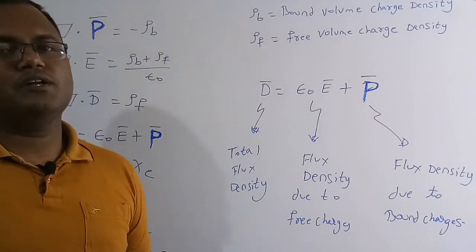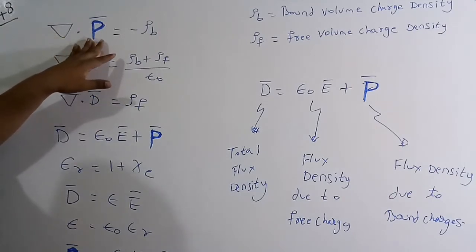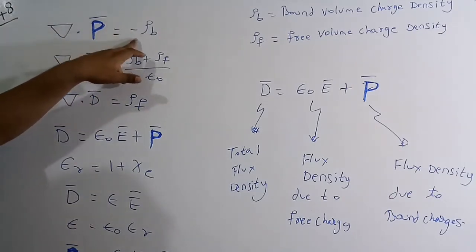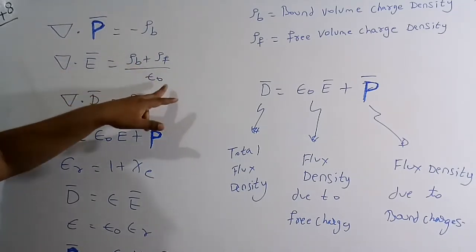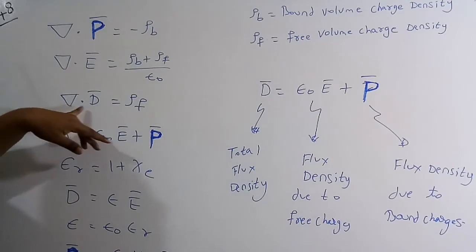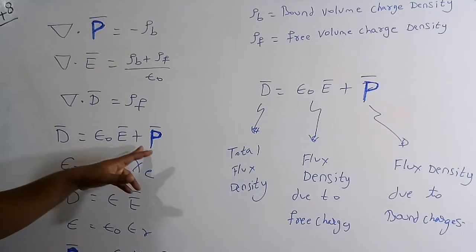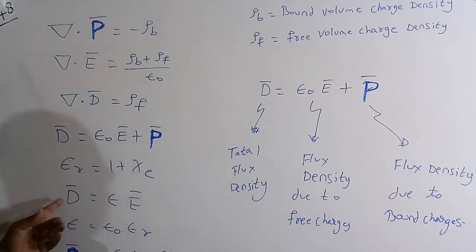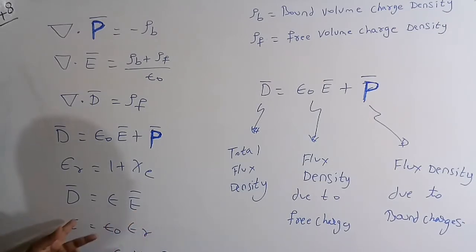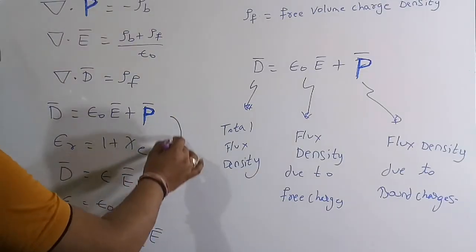Now I will discuss some of the important formulas which are present in the dielectric materials. Divergence of polarization P is equal to minus rho b, whereas the divergence of the electric field is equal to rho b plus rho f by epsilon naught, whereas divergence of electric flux density is equal to rho f, and D bar is equal to epsilon naught E bar plus P bar, just now we have discussed. And epsilon r is equal to 1 plus Xe, this also we have discussed, and D bar is equal to epsilon into E bar, where epsilon is epsilon naught into epsilon r, and also P bar is equal to epsilon naught into Xe into E bar. See, all these formulas we have discussed just now.